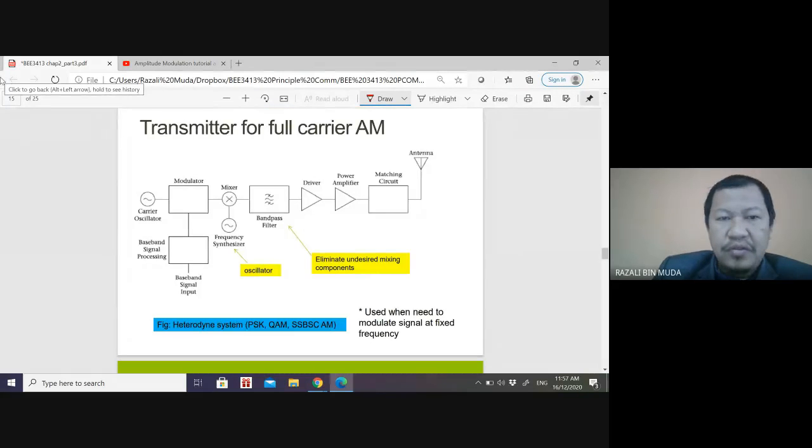Okay, so for the transmitter, full carrier AM, full carrier means it has carrier, double sideband. Okay, you have this carrier oscillator. This is the baseband input signal processing, baseband signal processing, and then carrier oscillator here. The modulator is here. Okay, so this is the FC and this is the FM.